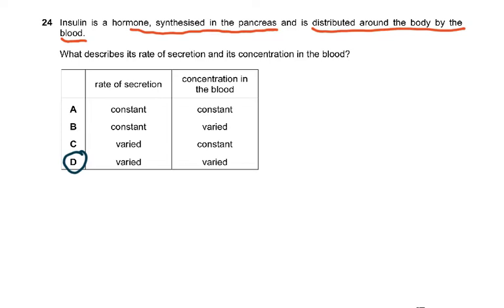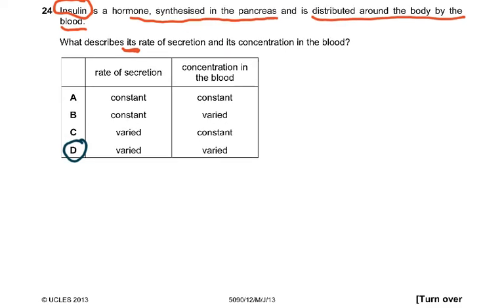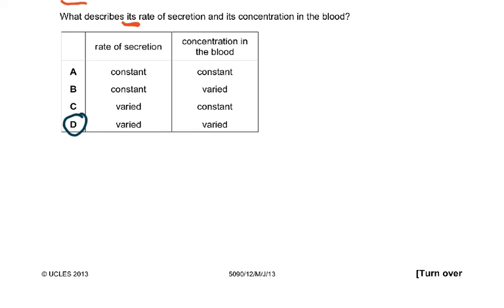So what describes its rate of secretion and its concentration in the blood? So rate of secretion is also varied and concentration in the blood is also varied because less insulin is produced when glucose levels are low. More is produced when glucose levels are high. So we're talking of the concentration of insulin in the blood. Insulin is a hormone. What describes its? So this 'its' is insulin. I mean, there's a little catch in the English. That's why I always say students with good English score much better.